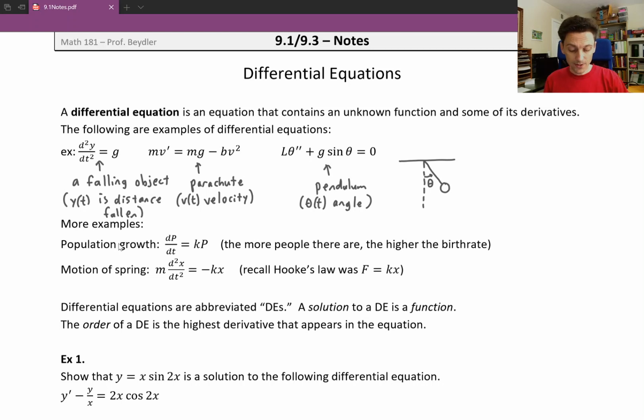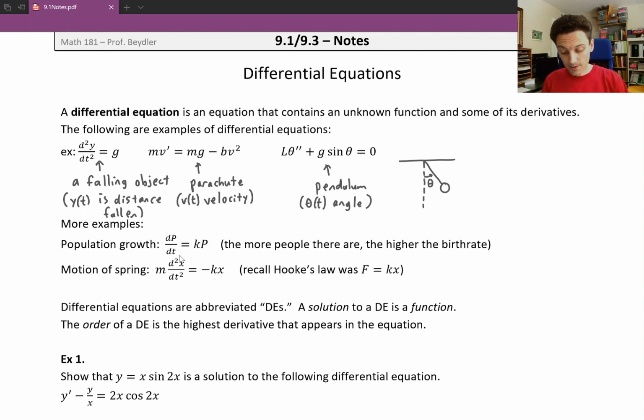Some other examples are population growth. The equation here is dp dt equals kp. Here, the idea is that the more people there are, the higher the birth rate. And that's what the equation is modeling. The higher the population p, the higher the rate at which the population is going to change. That makes intuitive sense, and it's captured by this differential equation.